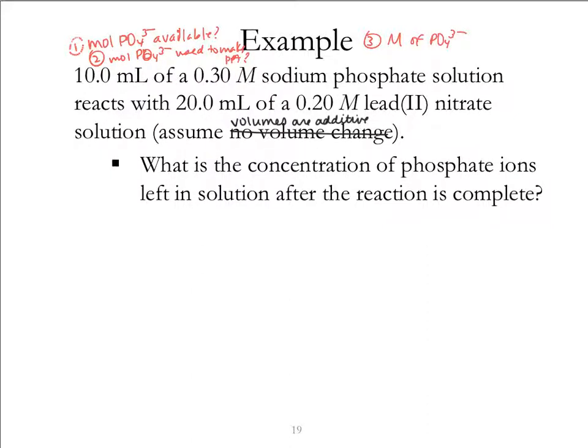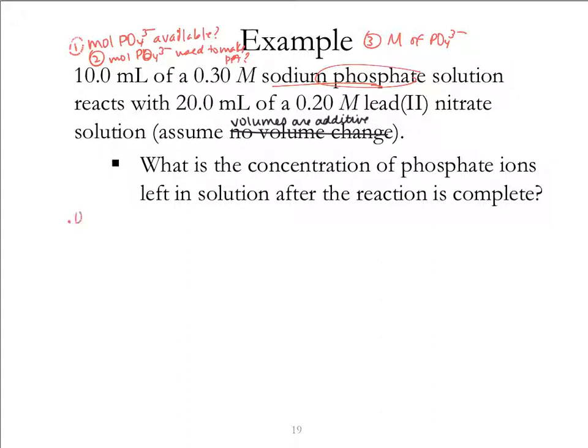And there's going to be leftover phosphate ions because we established that the lead(II) nitrate was the limiting reagent. So that means it's going to run out. All of the lead ions are going to go into making that lead(II) phosphate precipitate, whereas the sodium phosphate was our reactant that was in excess. So there's going to be phosphate ions left over. So that's what we need to figure out. So first, let's figure out how many moles of phosphates are available at the beginning.